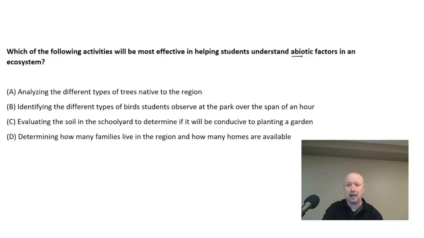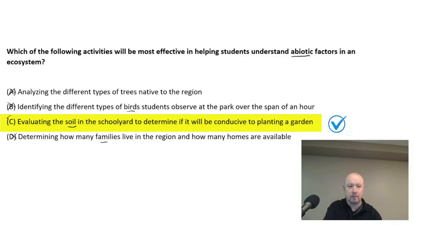All right, so abiotic are the non-living parts of an ecosystem. So what we want to do here is we want to eliminate any choice that is a living organism. So for example, the different types of trees. Trees are a living organism, so choice A is going to be eliminated. Different types of birds students observe. Birds is a living organism. We're going to eliminate that. How many families live in a region? So families, living organism, we're going to eliminate that. So what we're looking for here is choice C because it talks about evaluating the soil, the non-living part of the ecosystem.